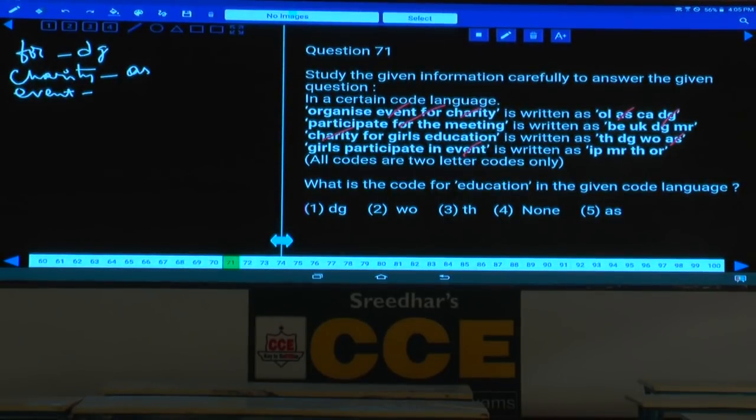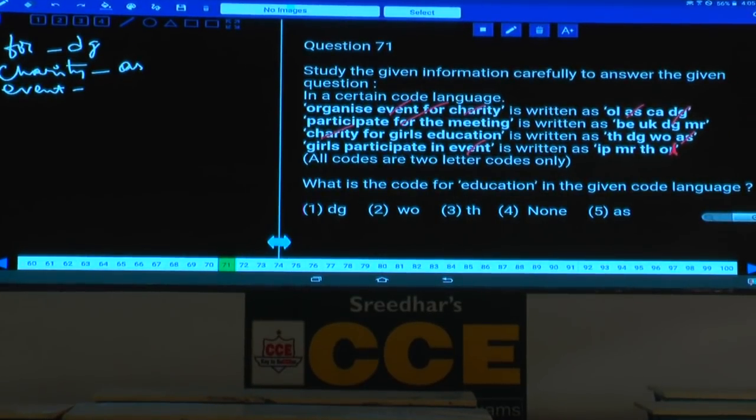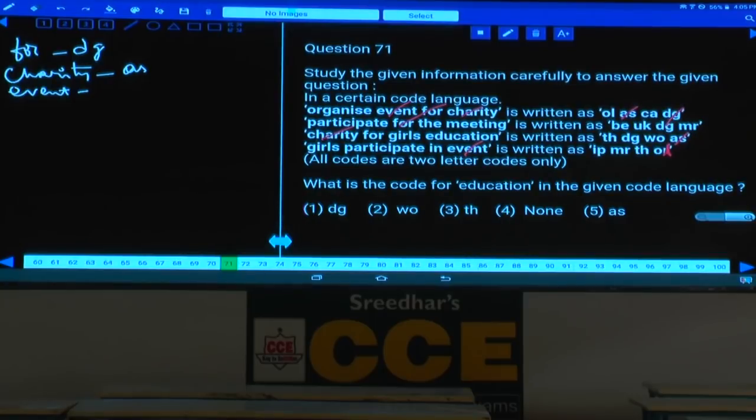Event is O. Now this is not L, this is not R, this is L. Clear? OL, because one word is common, so one code should be common. What is the code which is common here? OL. And the code to the word event is OL.